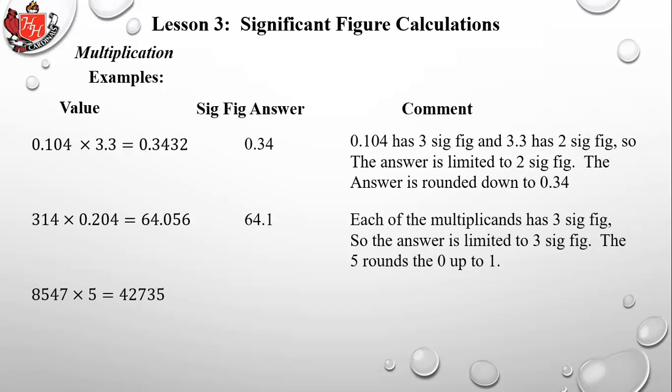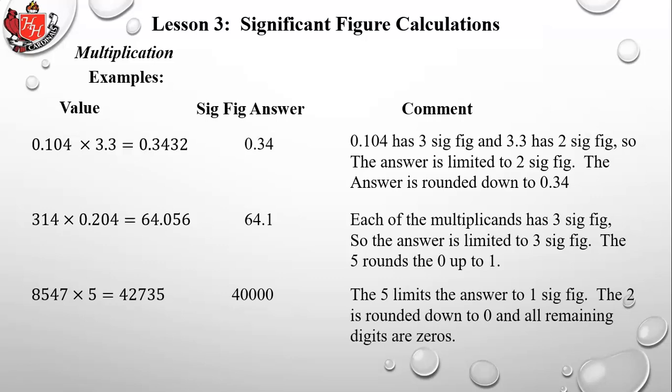And this one? 40,000. It's a little mind-blowing that your sig fig answer can be that far off from your calculator answer, but that's simply the limit to the level of precision that you can show in your answer because you have a 1-digit number in your multiplicands. So the 5 limits the answer to 1 sig fig, the 2 is rounded down to 0, and all remaining digits are zeros.